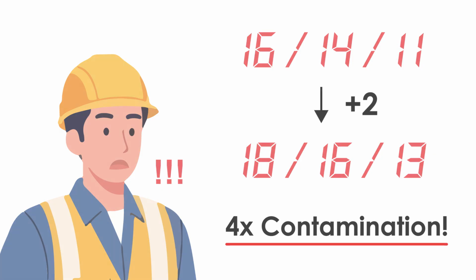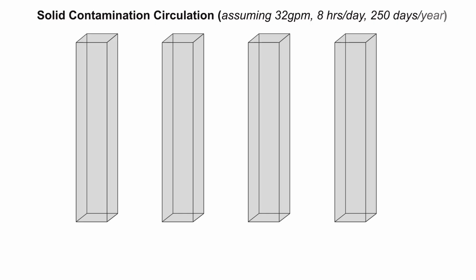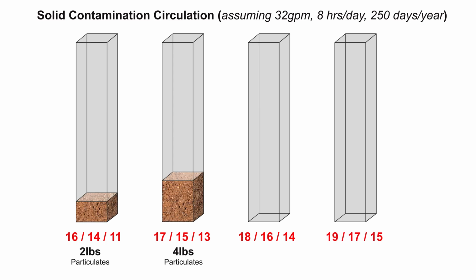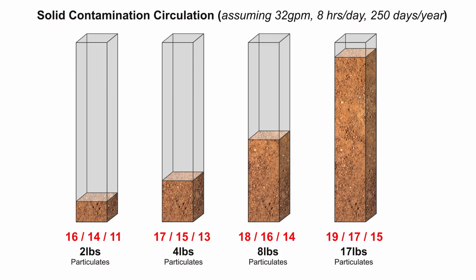It's easier to visualize this difference over a longer timescale. Assuming an average flow rate and operating schedule, let's see how much contamination flows through a system over the course of a year at different ISO code levels. See how the amount of dirt doubles with each ISO code increase? What seems like a minor difference in ISO codes can actually amount to added pounds of contamination in the operating fluid.